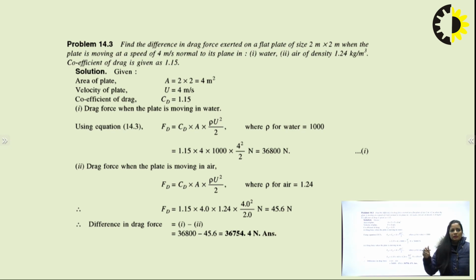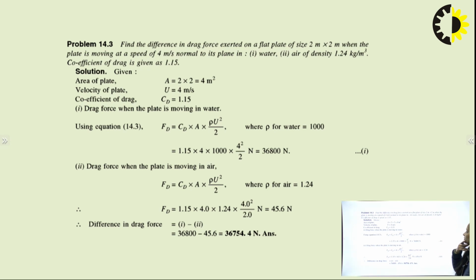Here this is problem number 14.3. I have taken this numerical from your book, R.K. Bansal. The problem states: find the difference in drag force exerted on a flat plate of size 2 by 2 meters when the plate is moving at a speed of 4 meters per second normal to its plane, first in water, and second in air of density 1.2 kg per meter cube. The coefficient of drag is given as 1.15.